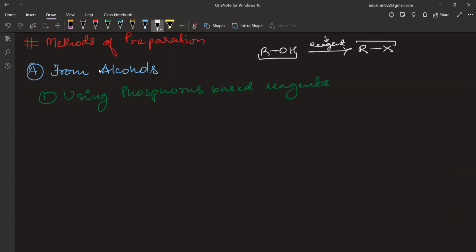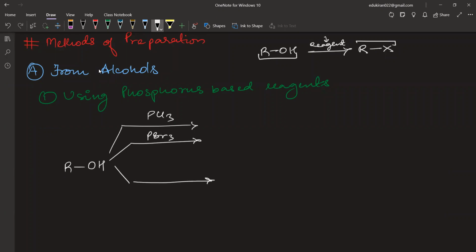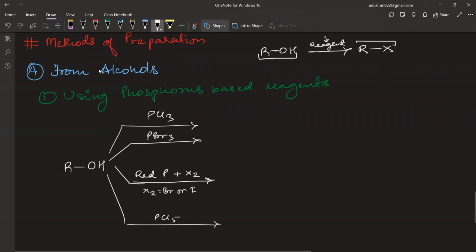Now in phosphorus based reagents, you have alcohol, and I will be writing the reagents: PCl3, PBr3, you will have red phosphorus plus X2, and this X2 will be either Br or iodine. Next is PCl5. Okay.